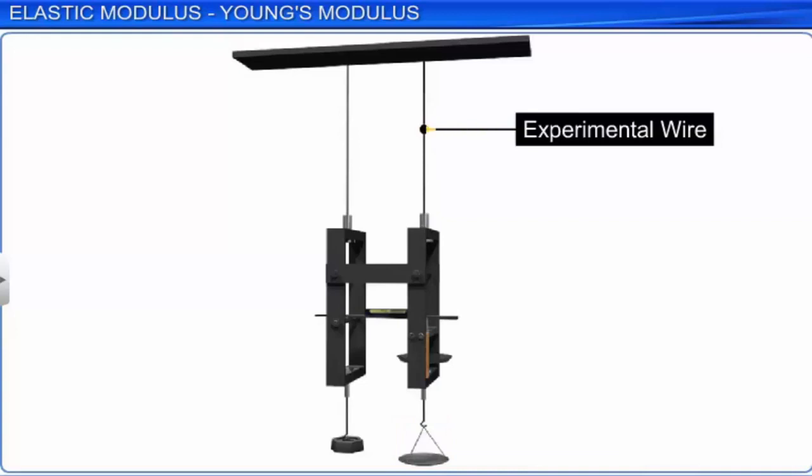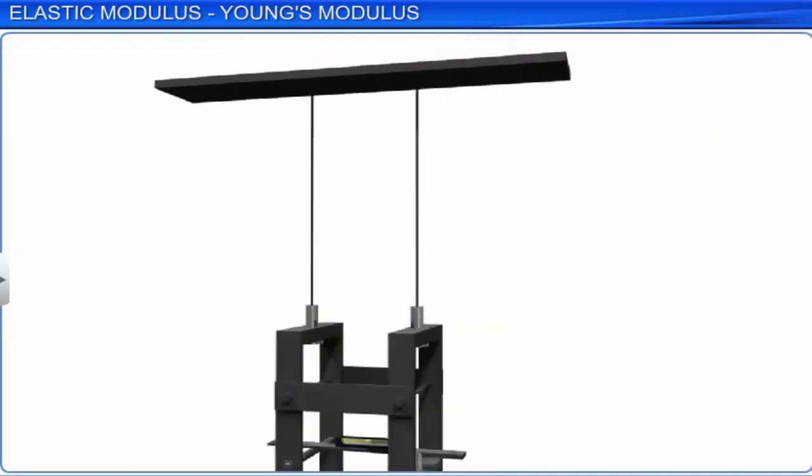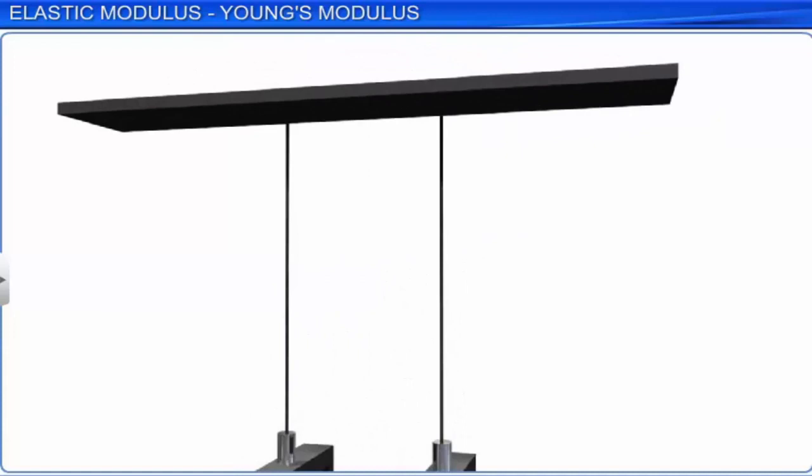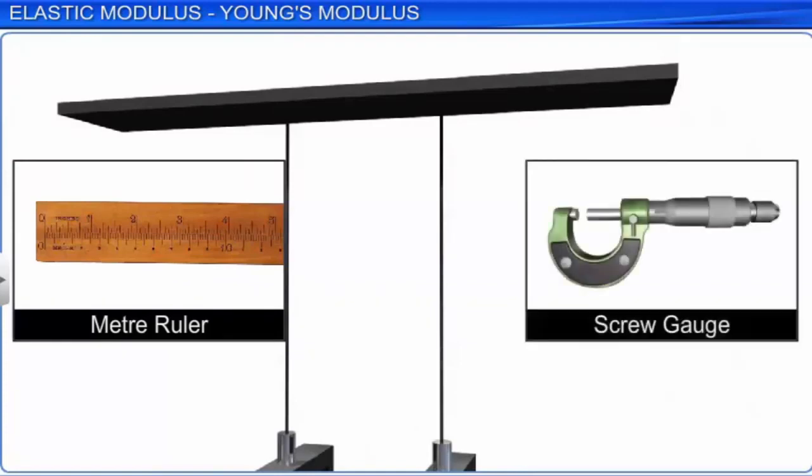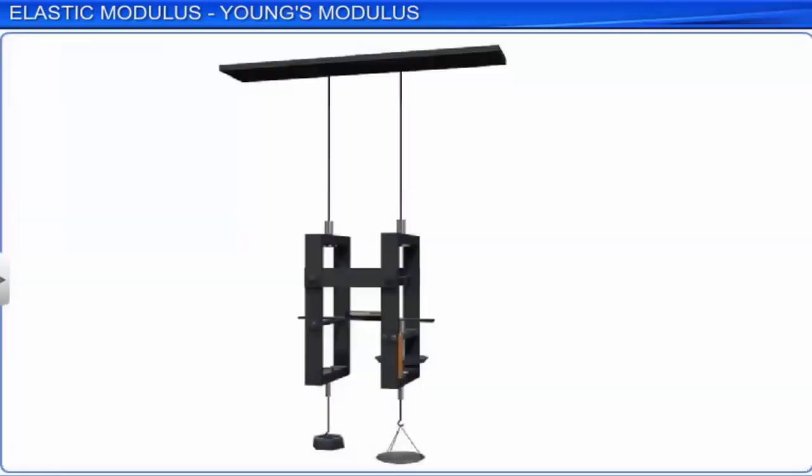of the wire. The frame on the experimental wire has a short main scale, calibrated in millimeters, against which a micrometer screw moves. One end of the spirit level rests on the tip of the micrometer screw. The micrometer screw is moved to make the spirit level horizontal, and the micrometer reading is noted. As a load is added to the pan on the experimental wire, the wire gets extended and the spirit level no longer remains horizontal.